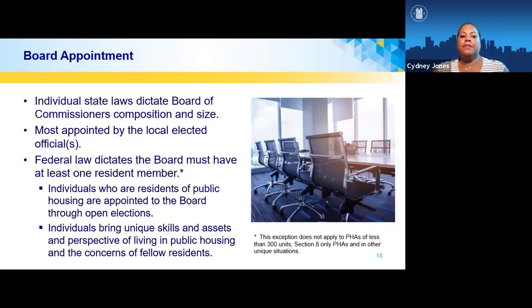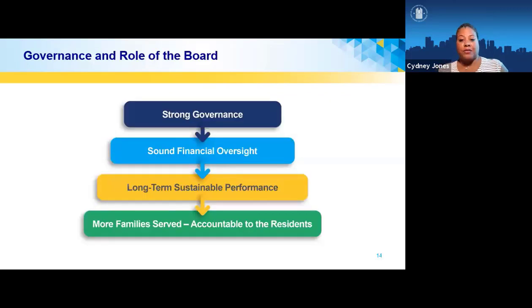So let's go to the next slide, and let's talk about governance. The reason that you all are part of the Board of Commissioners is that your main role is to provide governance and oversight of the housing authority. Good governance is the basis of any high-performing housing authority's success. The Board of Commissioners has the ultimate responsibility for the PHA's performance and is accountable to the community and the residents that they serve.